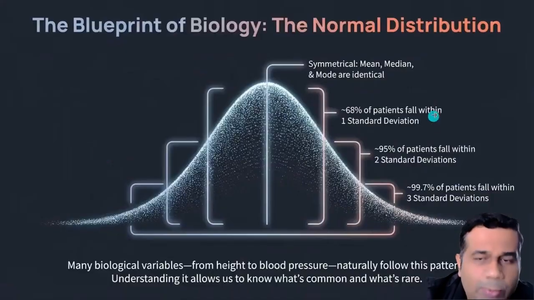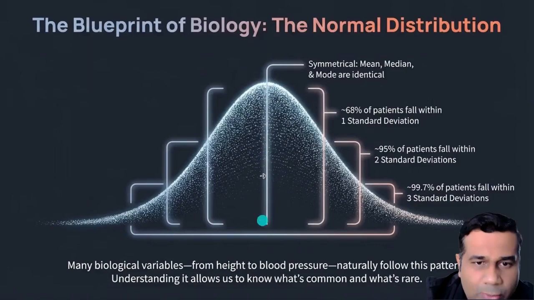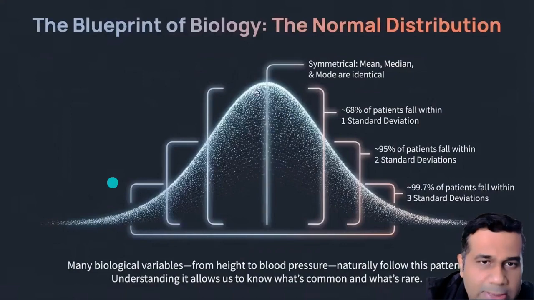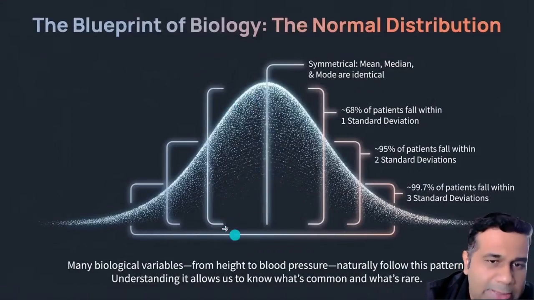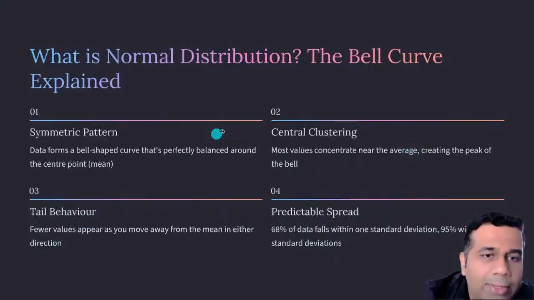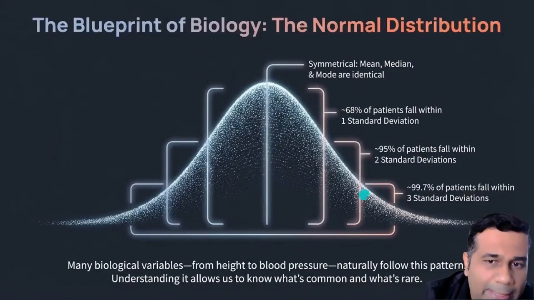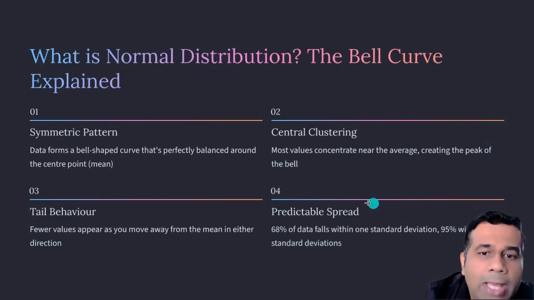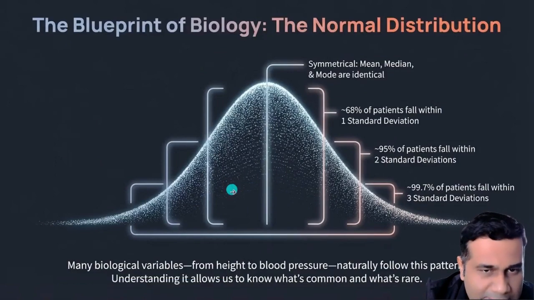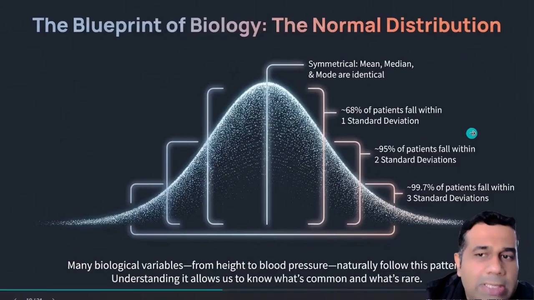Now, for a normal distribution, the features are: it has a symmetric pattern. As you can see, if you put a cross section here, it will be perfectly symmetrical. And it has central clustering. Obviously, you can see the majority of the participants' values are located within this central area. And it has tail behavior. Tail behavior means towards both ends, it will be tapering. And it has a predictable spread. Predictable means 68% are within the first standard deviation, and 95% are within 2 standard deviations, and so on. So it is completely predictable. Now this is a normal scenario.